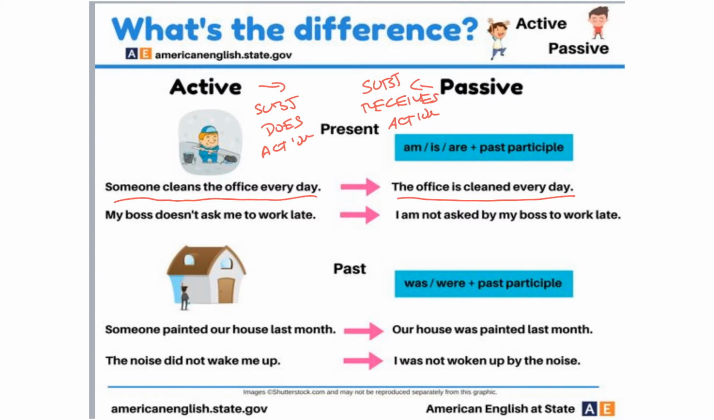A couple things to point out. The passive generally will involve a verb to be helping verb, and then an ed form of the verb. And then it can be the office has been cleaned, right? You can manipulate that helping verb to get different tenses, and that's the past, which you can see at the bottom. But that's the basic difference between the active and the passive. In the active, the subject does the action. In the passive, the subject receives the action.